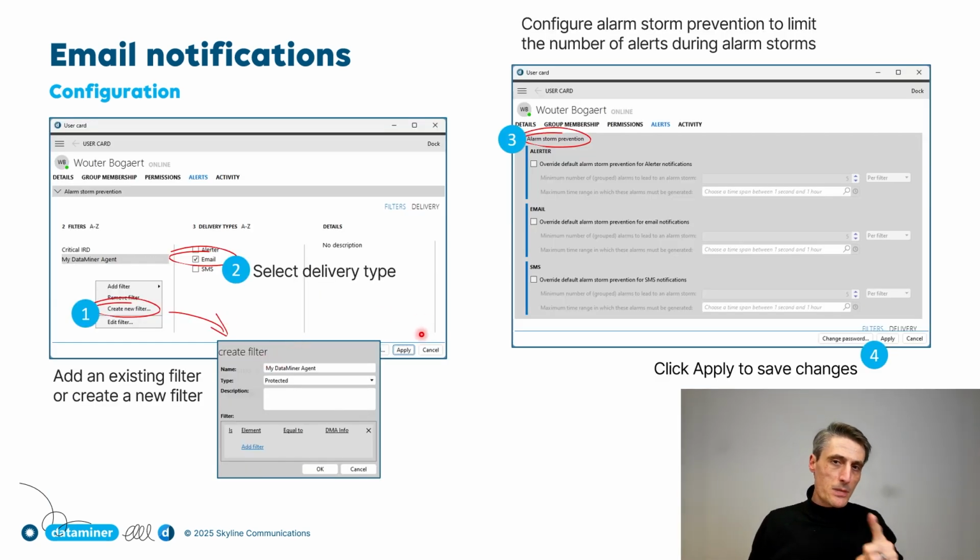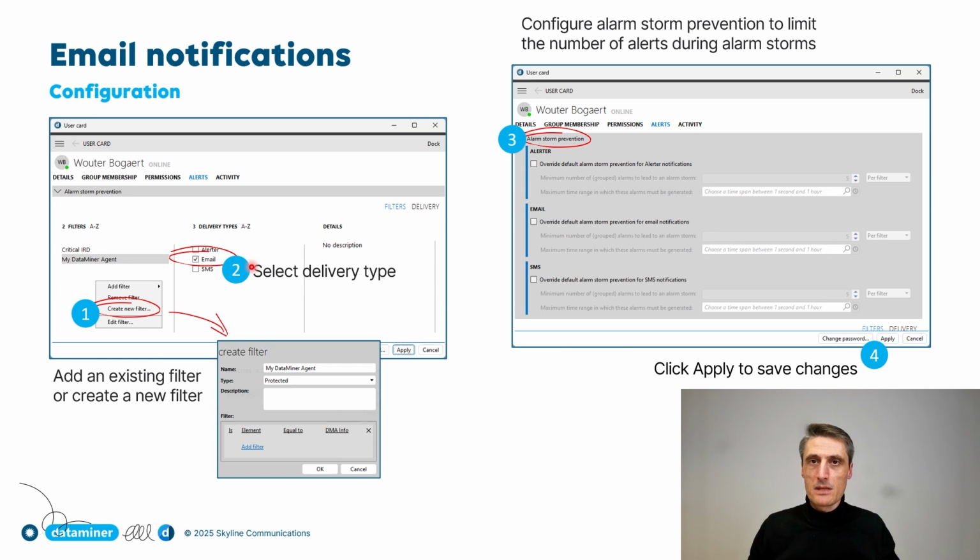If I click on edit, I'll immediately do it in an example. If I click on edit, you have the possibility to create a new filter or to add an existing filter by using the right-click menu. So I right-click on the filter section, and add an existing one or create a new one. If you create a new one, you have the same filter editor as in the alarm console. And you select the delivery type. We're just going to go for email. The alerter tool, I'll come back to that in the next section. And text messaging, SMS, is available when you have a mobile phone attached to your DataMiner system, which is not the case here, but it's the same principle.